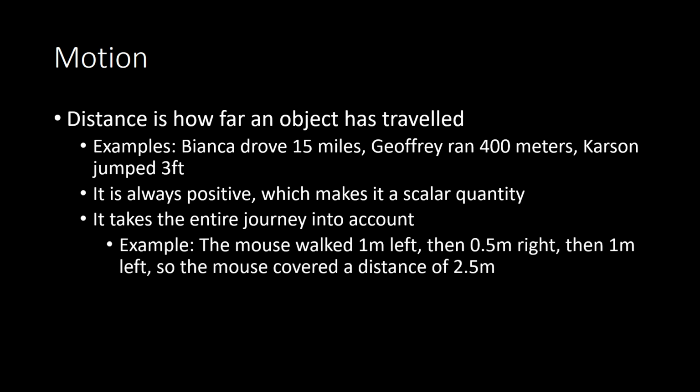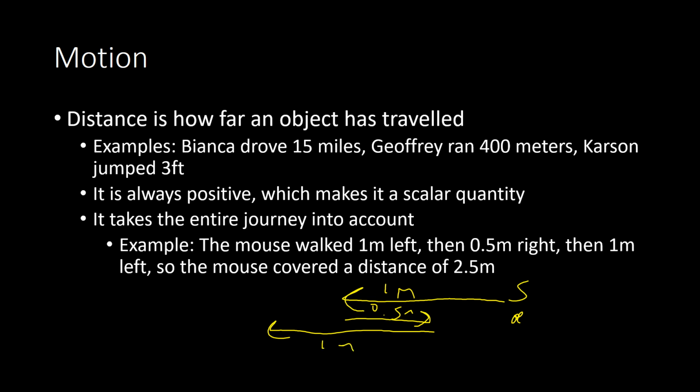So for example, I have a mouse here, and here's its starting point. Okay. It's going to walk 1 meter to the left, then it's going to walk back half a meter to the right, and then it's going to walk another meter to the left. This mouse traveled 2.5 meters because it takes the entire distance from start to finish into account. It looks at the entire journey, not just one thing.